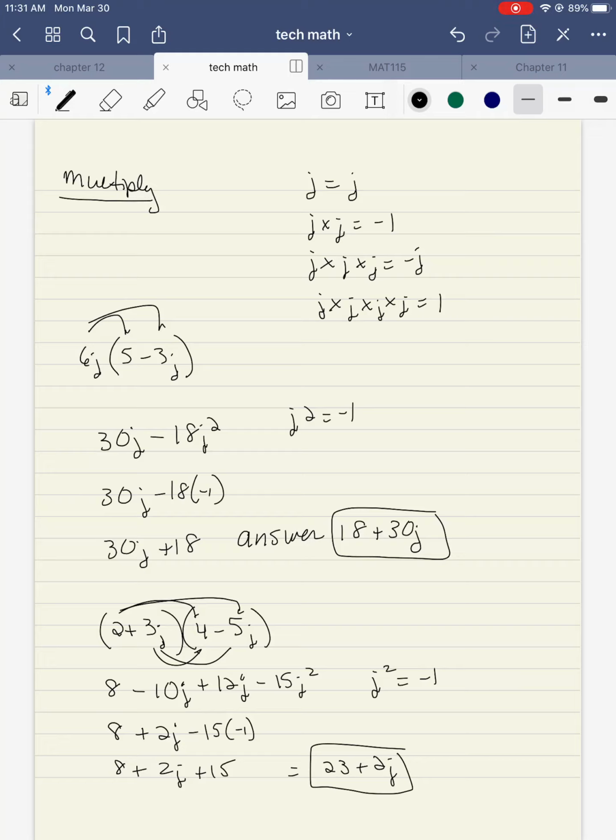If you're doing FOIL, you distribute the 2 across the two terms and distribute the 3j across the two terms. So 2 times 4 is 8. 2 times the minus 5j is a minus 10j. 3j times 4 is 12j. And now over here, 3j times minus 5j is minus 15j squared. But again, j squared is minus 1. So that minus 15j squared becomes a plus 15, minus 15 times minus 1. Then you add the 8 with the 15 to get 23, plus 2j.